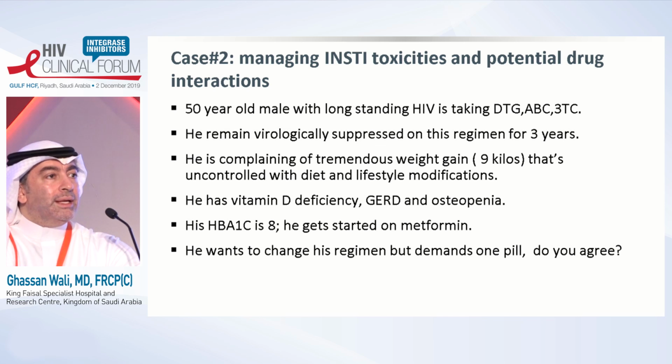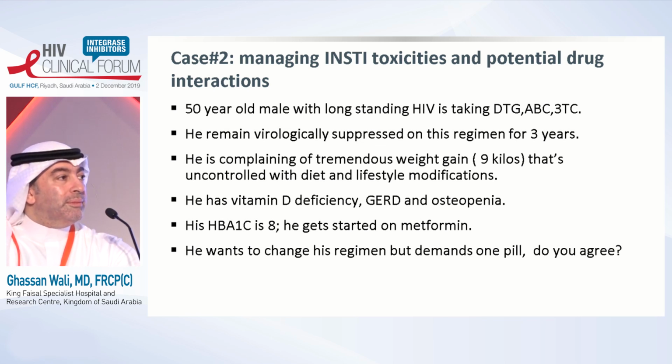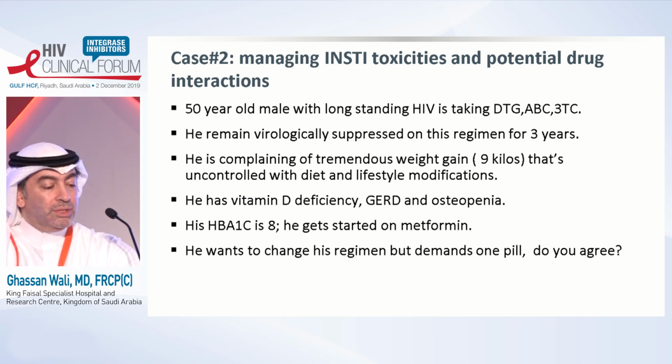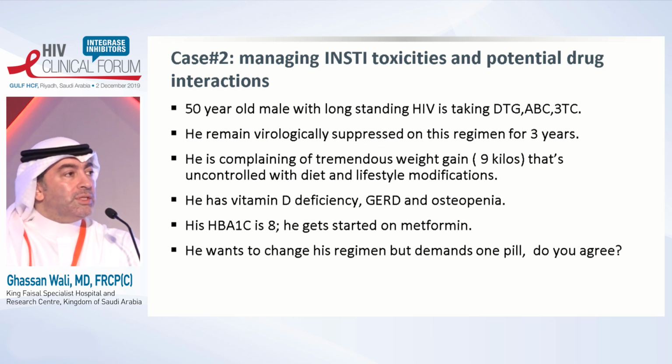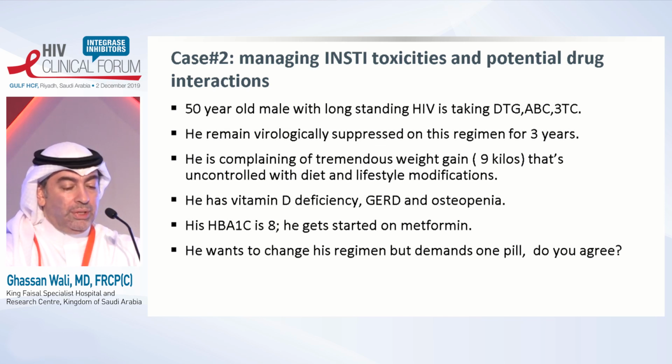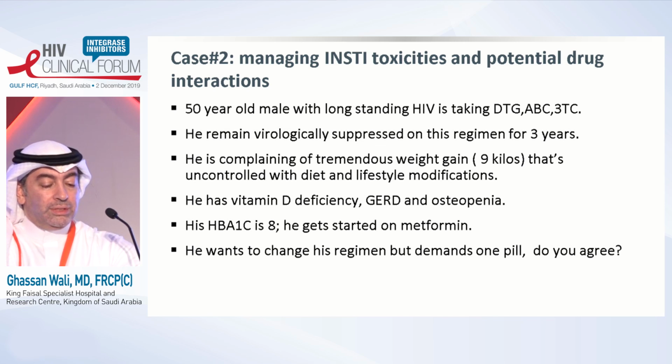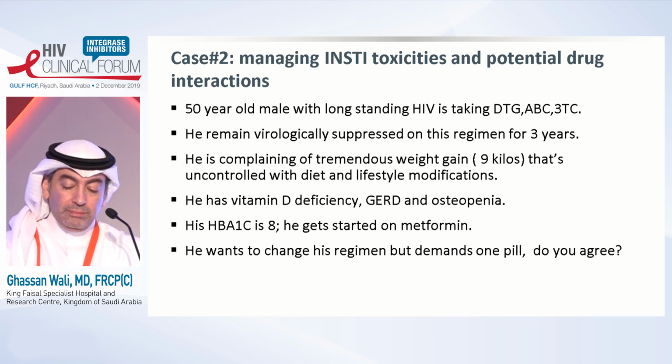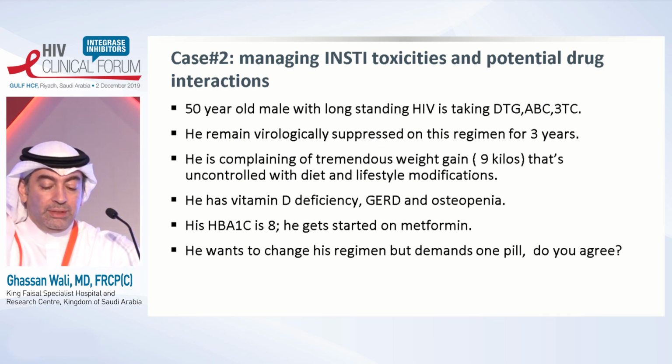However, he's complaining now of tremendous weight gain, and those of you who manage these patients, I'm sure have started to see this complication among our patients. This patient has had a quite significant increase in his weight despite lifestyle modifications, despite his effort to control that with diet. He also has vitamin D deficiency, reflux disease, and osteopenia. He has a higher hemoglobin A1C, and he gets started by his endocrinologist on metformin. The patient wants to change his regimen and demands one pill. So do you agree with him, and what would be the alternative regimen?